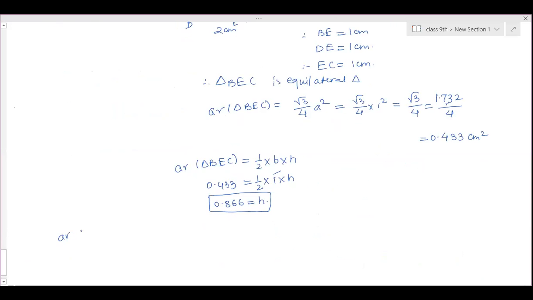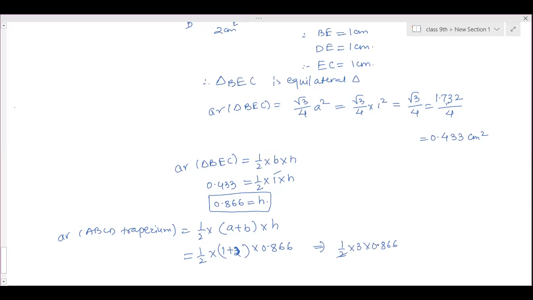So therefore, area of trapezium ABCD is equal to half into sum of parallel sides, that is A plus B, into H. Half into 1 plus 2, into H, which is 0.866. So it is half into 3 into 0.866, which is 0.433 into 3, which is 1.299 centimeter square, the area of the trapezium. That is the third part.